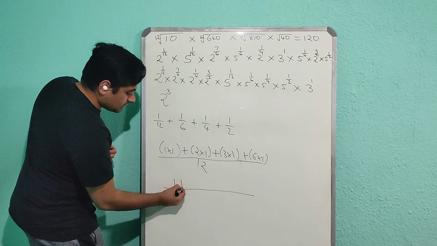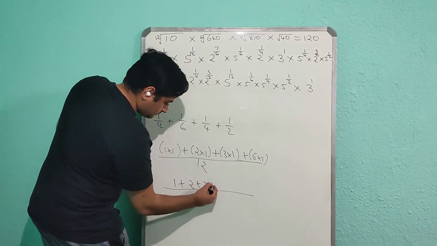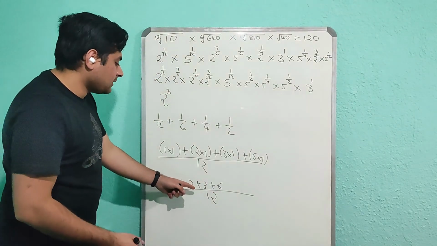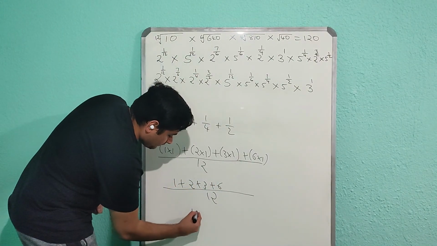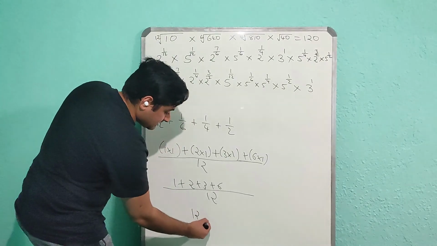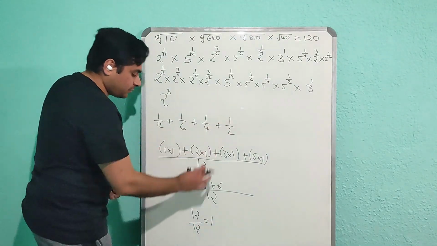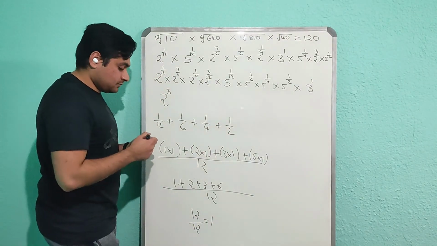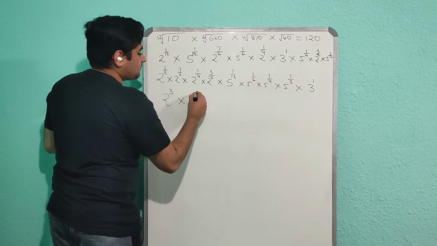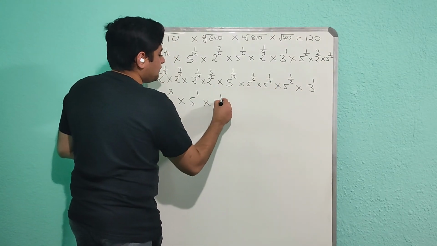1 times 1 is 1. 2 times 1 is 2. 3 times 1 is 3. And 6 times 1 is 6. All over 12. If we add all of them, our answer is 12 all over 12, right? So 12 over 12, that is same as 1. Hence, our answer is 1. So when we add all the exponents, we get our answer as 1. Now that we got our answer as 1, we have 5 to the power of 1. And simply we remain with 3 to the power of 1.